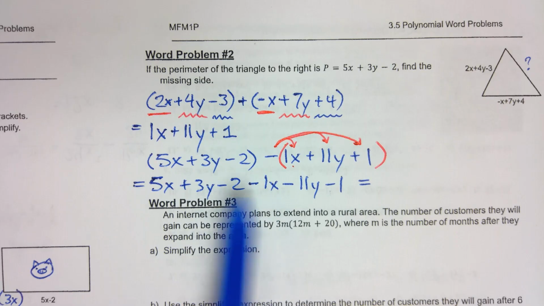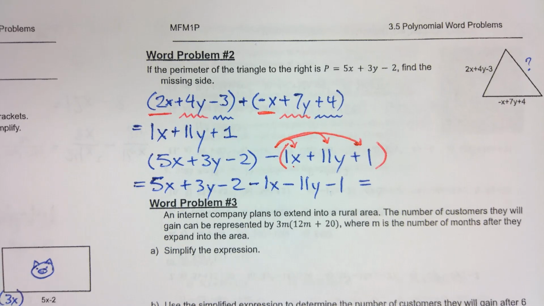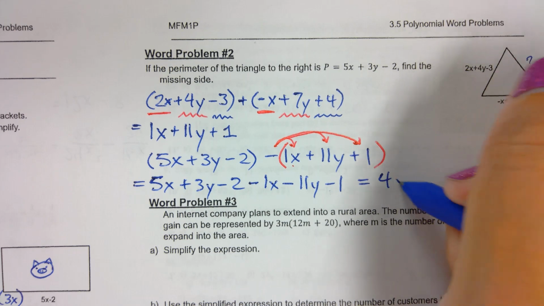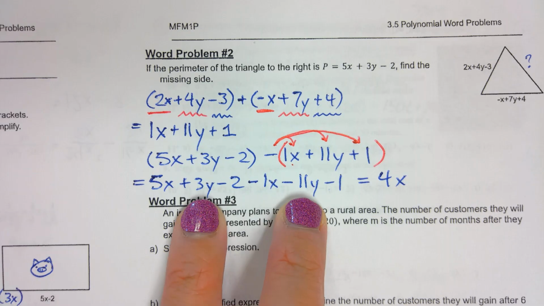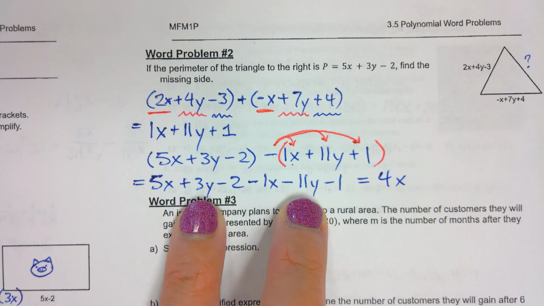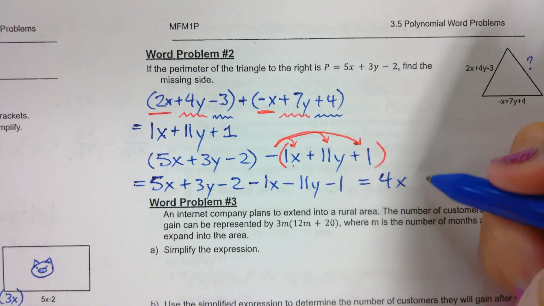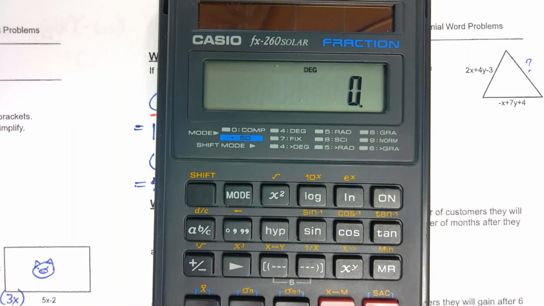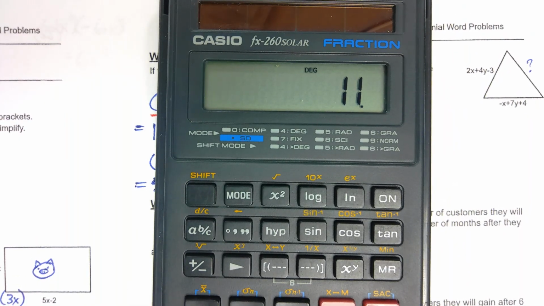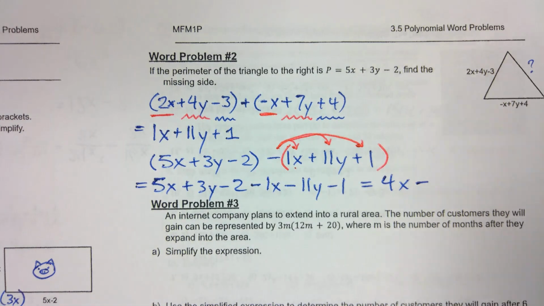Alex, let's work through this together. 5x minus 1x, 4x, good. Okay, 3y and minus 11y. 3 minus 11. You have $3 and then I overspent $11. Negative, that's good. And 3 minus 11. Oh, and remember, you can always use your calculator to help too. So 3 minus 11, right, negative 8.